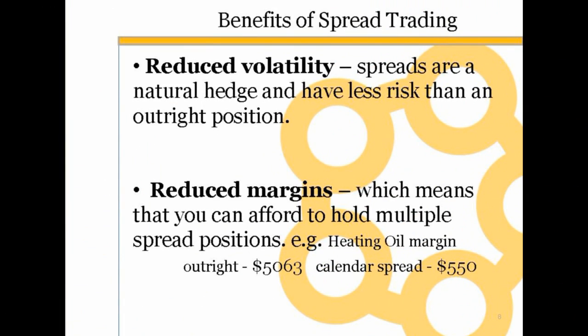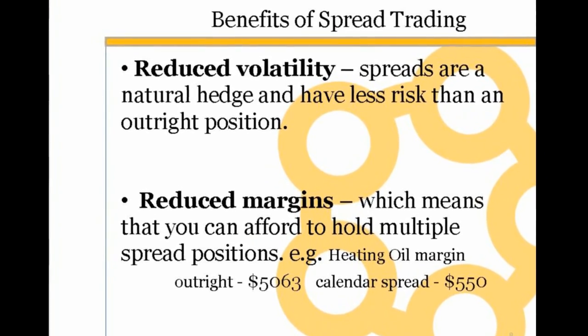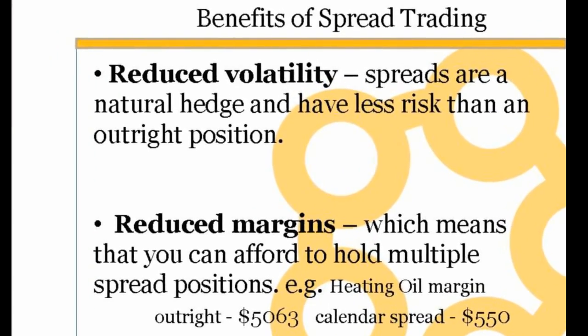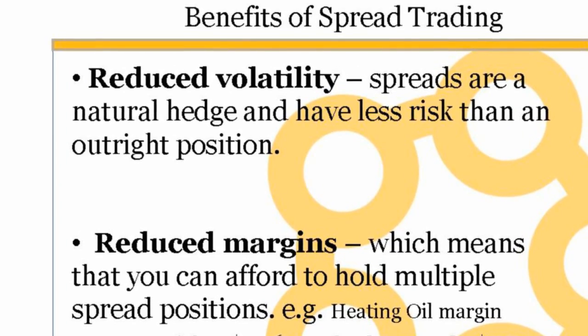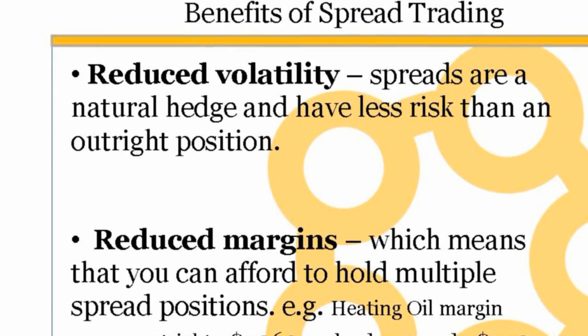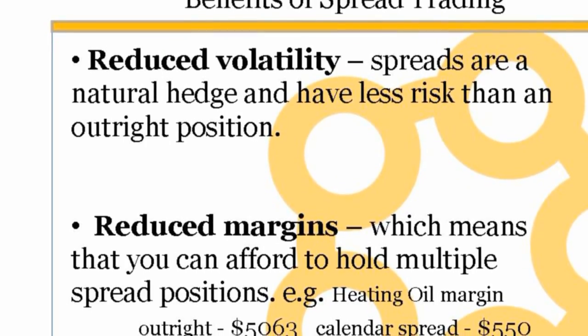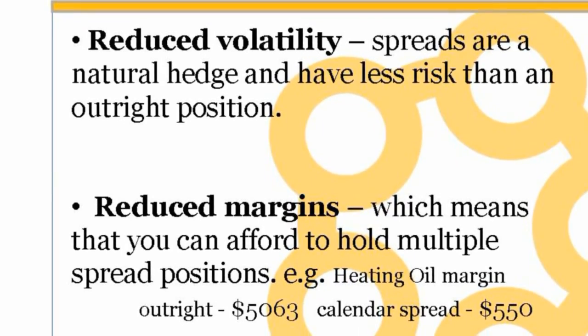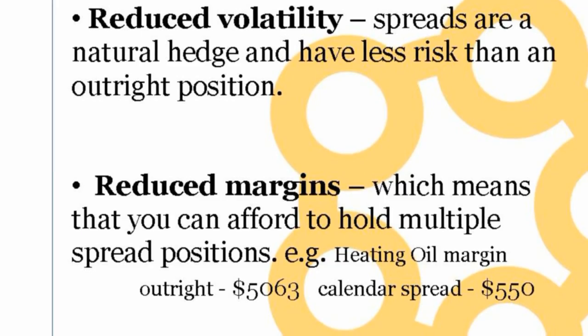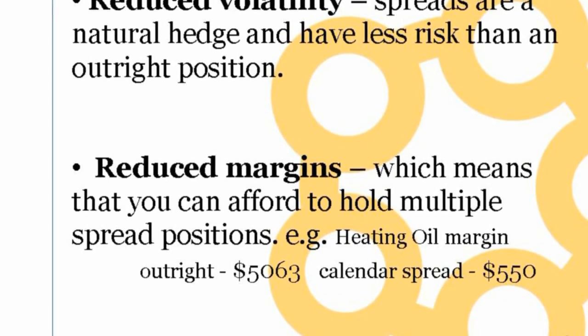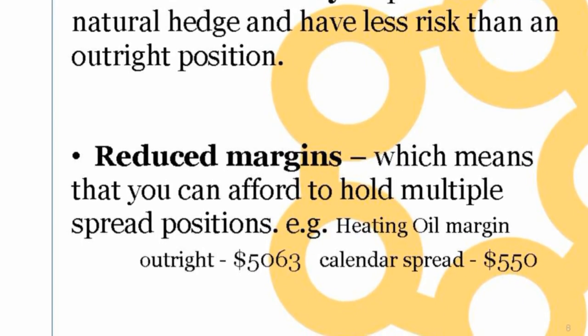Here is a short list of the features and benefits of spread trading. You have reduced volatility because you are holding a long and a short position and have less risk than an outright position. You have reduced margins. An example is the margin for heating oil, which is $5,063, while a calendar spread in heating oil requires only $550, or 90% less in margin.